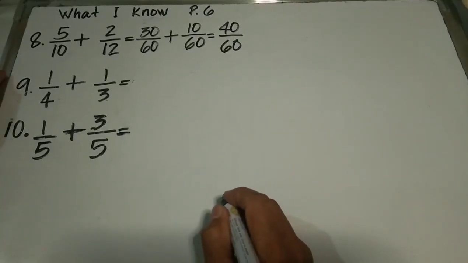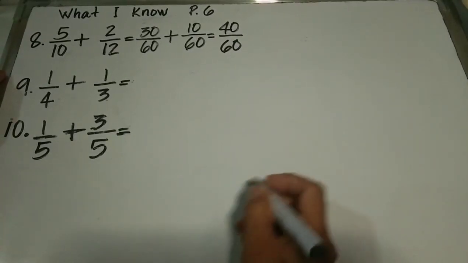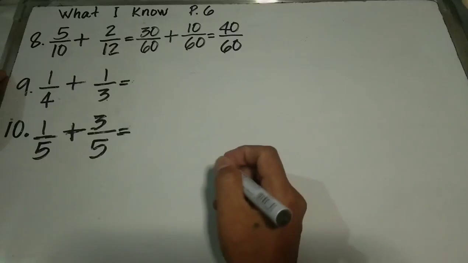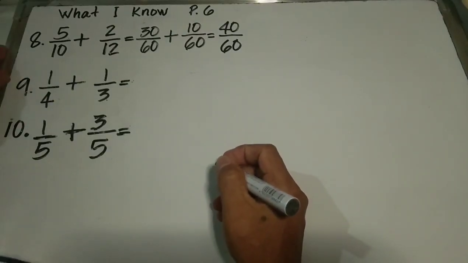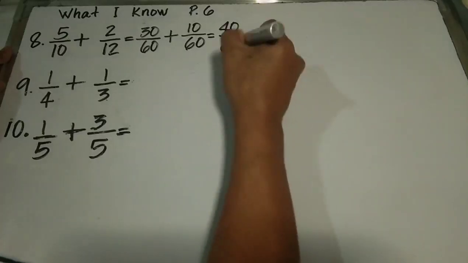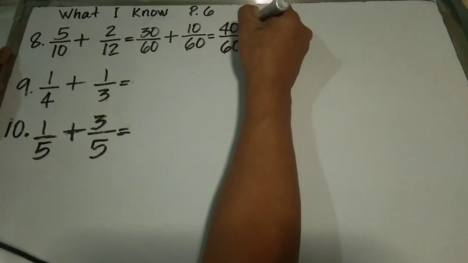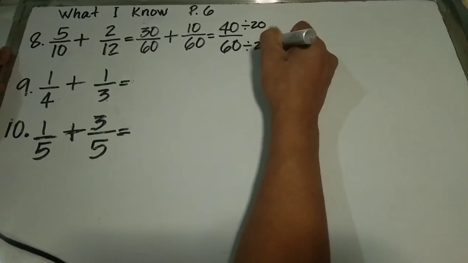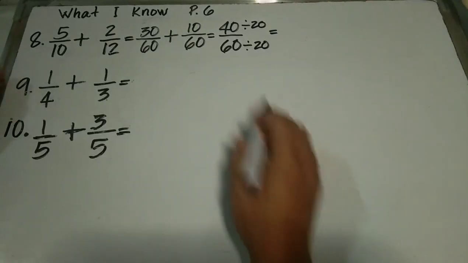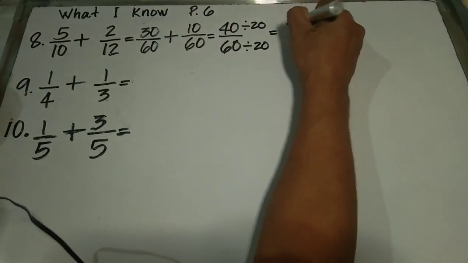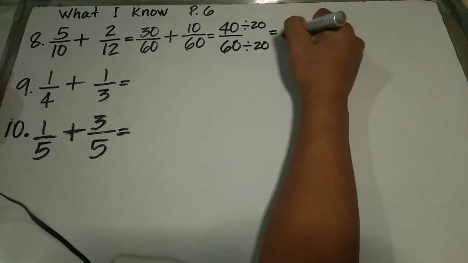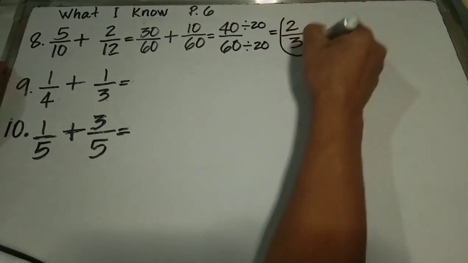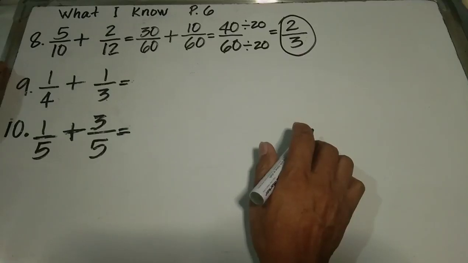So let's reduce the fraction to its lowest term. First, can you divide 60 by 40? No. So we will get 1/2 of 40. What is 1/2 of 40? We have 20. Can you divide 60 by 20? Yes. So we will use 20 as our common divisor. We have 40 divided by 20, we have 2. 60 divided by 20 will give 3. So the fraction in the lowest term is 2/3, or 2 over 3.